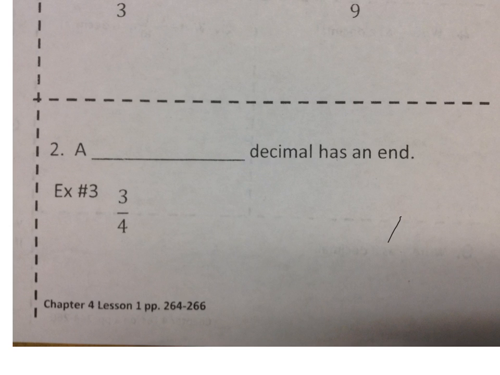The other type of decimal that you're going to see is a terminating decimal. And terminating is kind of like the word terminate, which means to end, that it comes to an end, it doesn't repeat. So I'm going to start with example 3, 3 over 4.